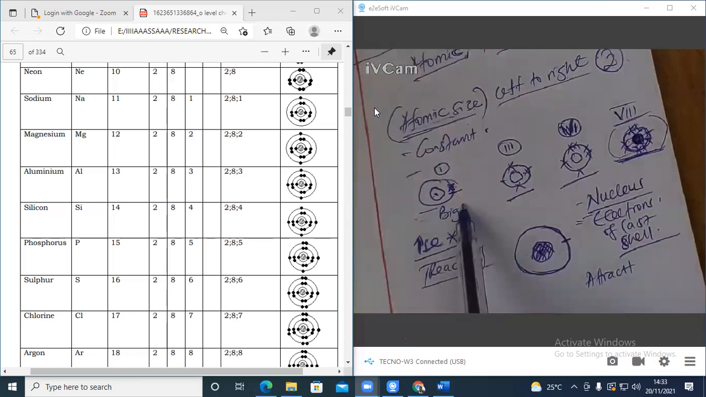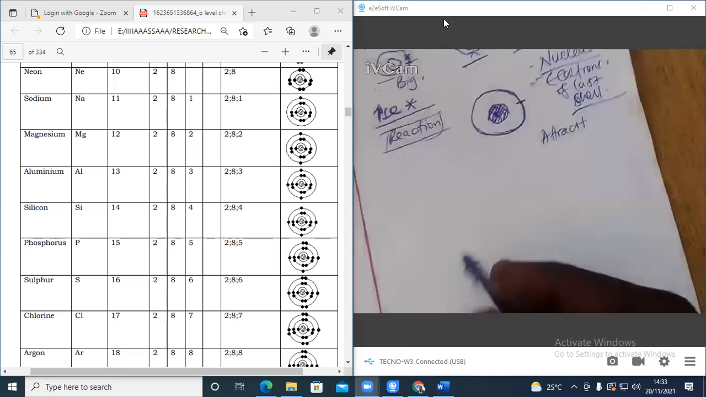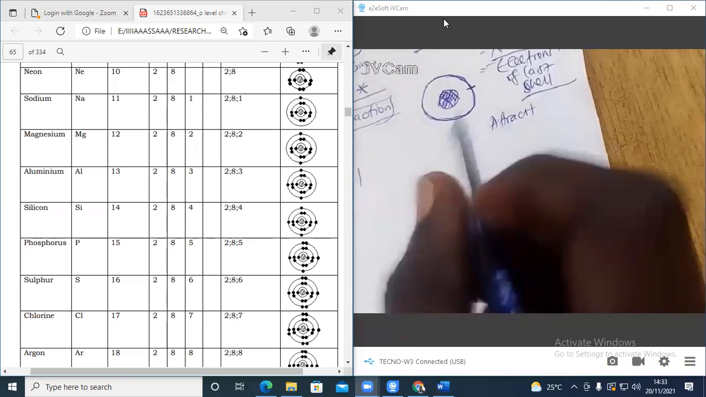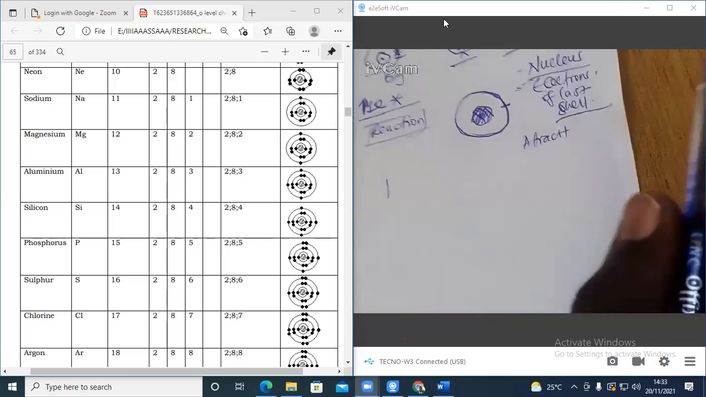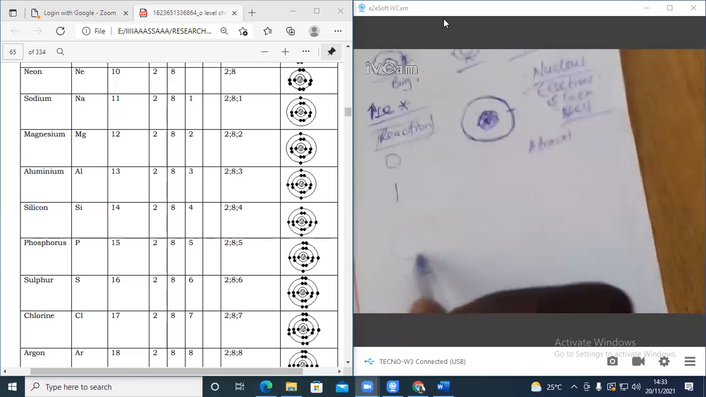Okay? So that is the trend we are observing from left to right. Now, what about when you are coming down? When you are coming down, we see atomic size is increasing. So from the top, this one is small, and it increases with every shell.